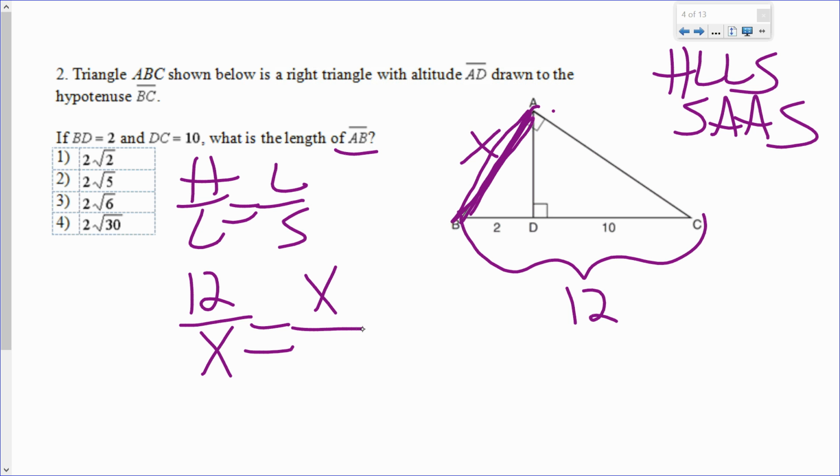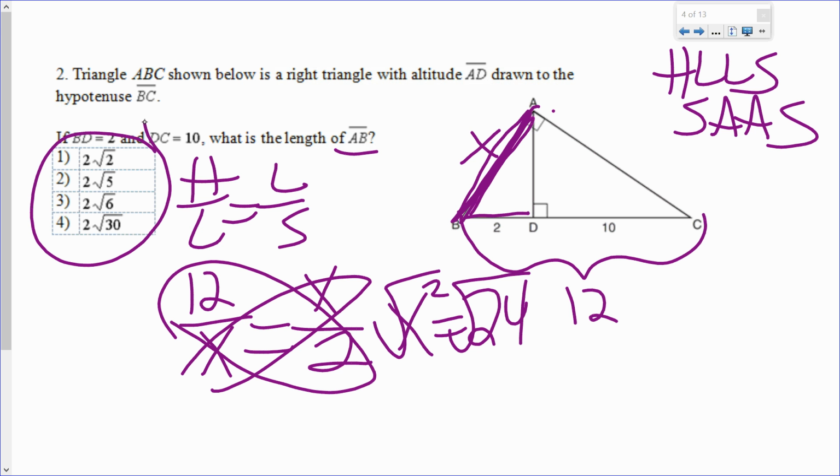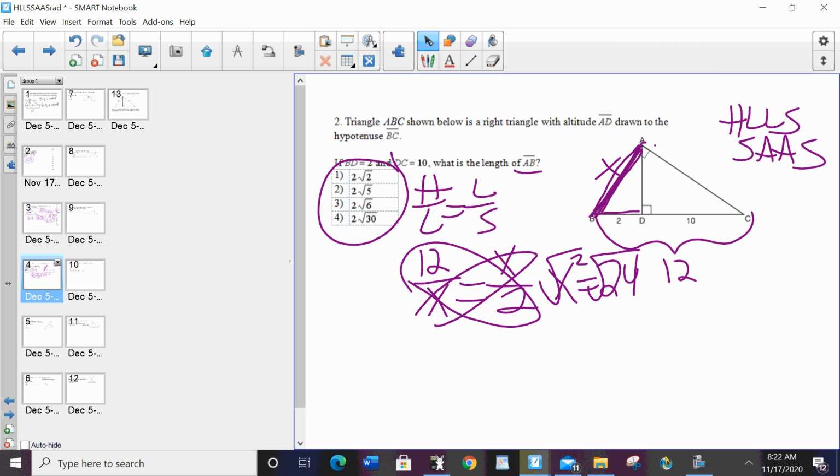Well, there are 2 S's. Which one do I use? If I'm using the left leg, I use the left seg. If I was using the right leg, I would use the right seg. Now that I have my proportion, I cross multiply and solve. X squared equals 24. Square root, square root. As you can see, the answers are in simplest radical form, so I'm going to have to reduce the radical.